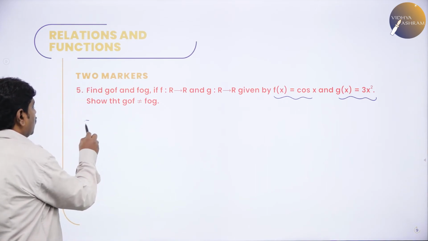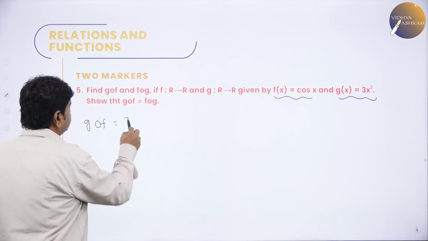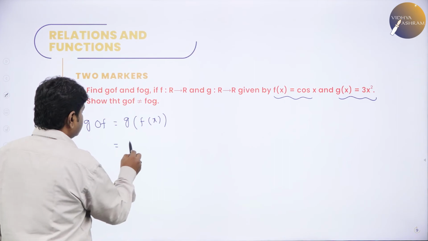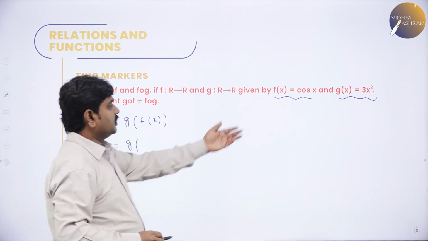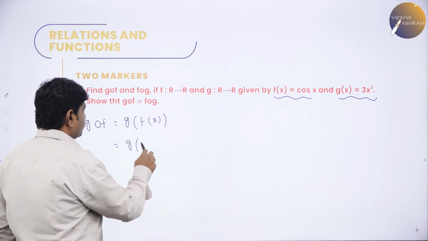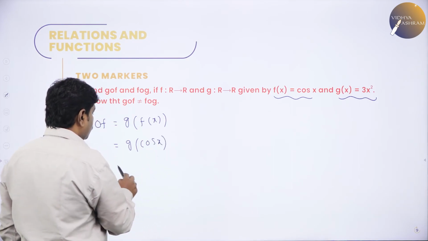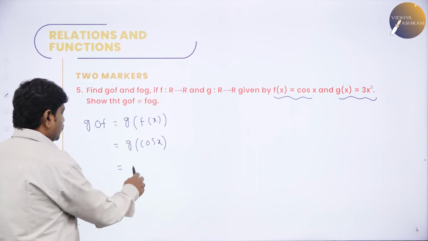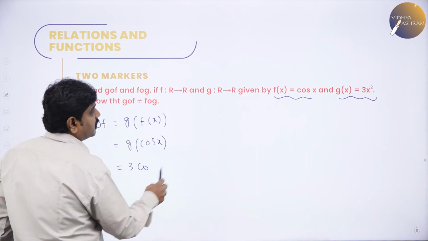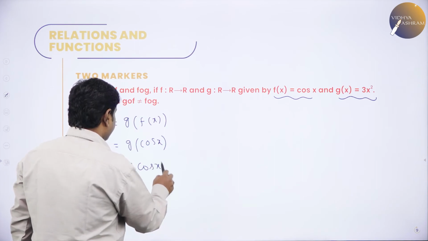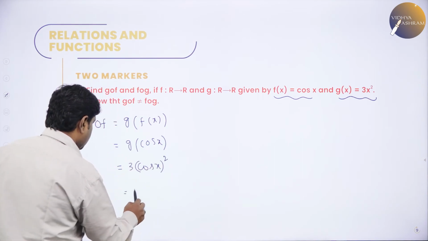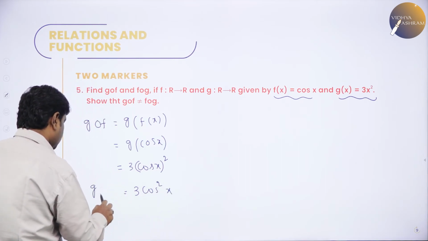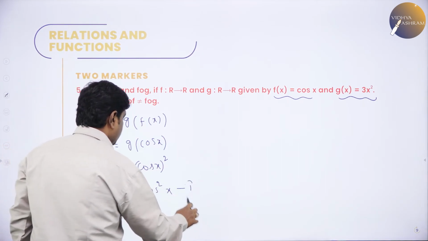So now GOF. What is GOF? g of f of x. What is f of x given? Cos x. So in the place of f of x, put cos x. Now what is g of x? 3x square. g of p will be 3p square. g of cos x is 3 times cos x whole square, or can I say 3 cos square x. This is the GOF we got. Call it equation 1.